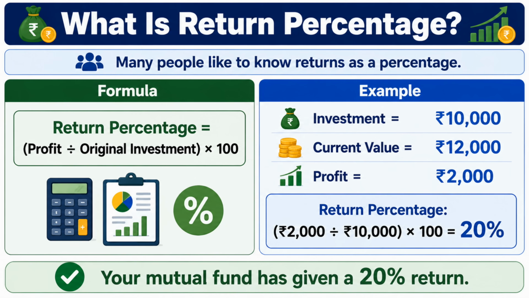What is the return percentage? Many people like to know returns as a percentage. Here you can see the formula. Return percentage equals profit divided by original investment, into 100. Here you can see the example. Investment is 10,000 rupees, current value is 12,000 rupees, so profit is 2,000 rupees. Return percentage is 2000 divided by 10,000 into 100, which is 20%. So your mutual fund has given a 20% return.